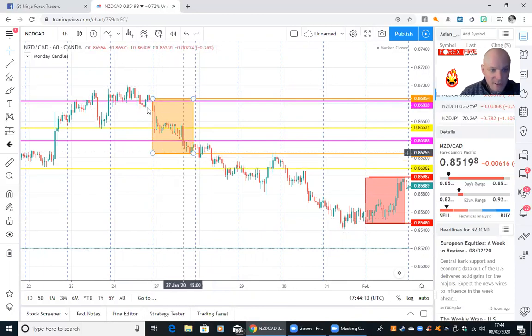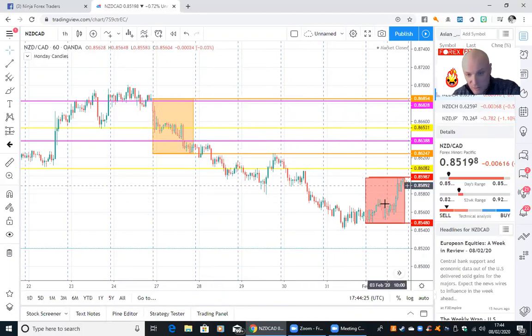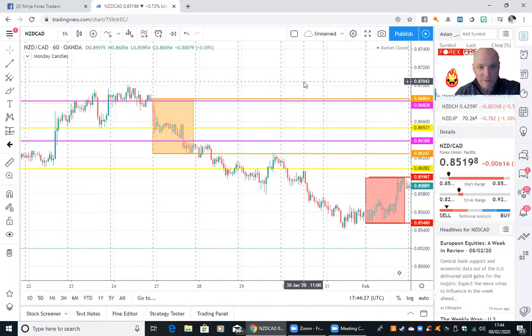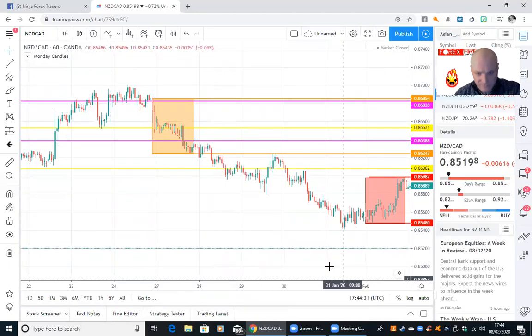So we've got Monday, hence Monday's candles. So Monday, Tuesday, Wednesday, Thursday, Friday. The markets close on obviously Saturday or Sunday. They open late back up, and then just go back to Monday. So we'll just get rid of the noise, get rid of the session break and go back to the chart.